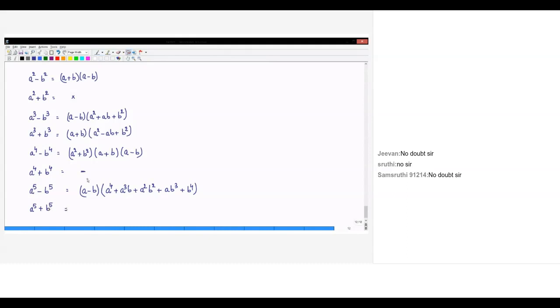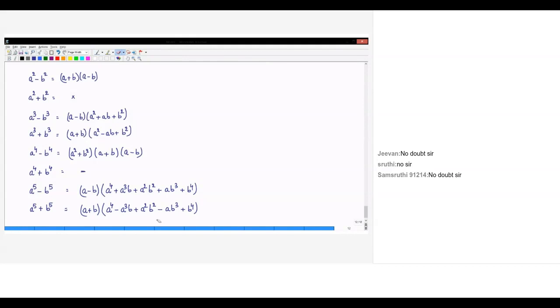The power is odd, you'll always factorize. The signs are different, that's all. It is plus. Alternatively, you'll have minus. This is minus, minus. Okay. So I want you to observe all these formulas.